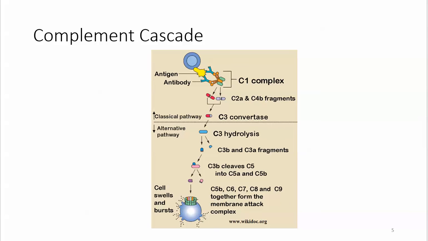So basically, this is the classical pathway, and then it goes into the alternative pathway. I just wanted to show you the different stages, but the main thing is that at the end, it forms the MAC, or the membrane attack complex, which lyses the cells. The C5b, C6, C7, and C8 punch a hole in the cell, and C9 just destroys it. Now the majority of the complement components are synthesized in the liver.